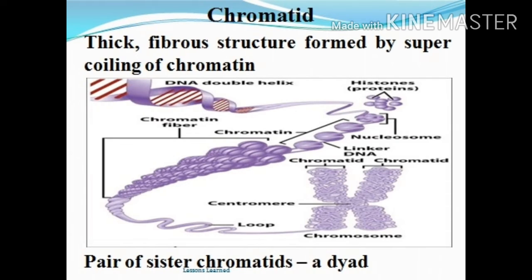Next comes the chromatid. So what is chromatid? It is a part of chromosome which is a thick, fibrous structure formed by supercoiling of chromatin. During the synthesis phase of interphase, the synthesis of DNA and histone results in replication of a chromatid to make a copy of itself. It is arranged as two chromatids next to each other forming a dyad, and now the whole structure is called a chromosome.